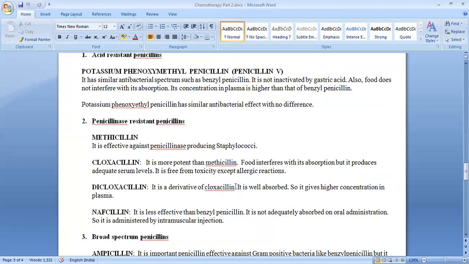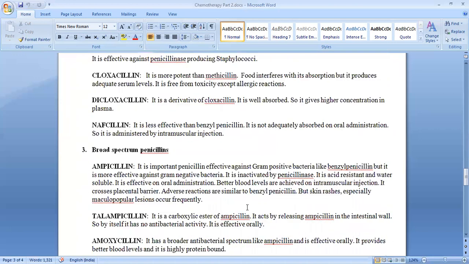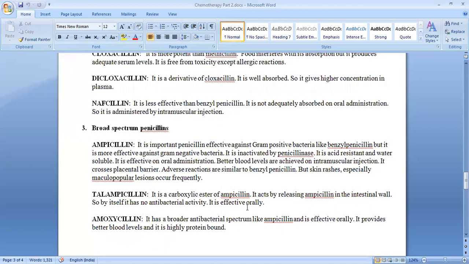What they have as a property is that they will not get destroyed: if it is given to the patient, and the organisms in that patient start producing penicillinase enzyme, then these drugs will not get degraded by that penicillinase enzyme. Then the third category, the broad-spectrum penicillins. When we say broad spectrum, it means it will act on a wide range of organisms, which includes the gram-positive organisms as well as the gram-negative organisms.